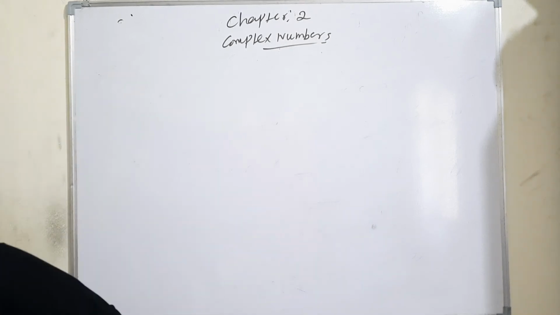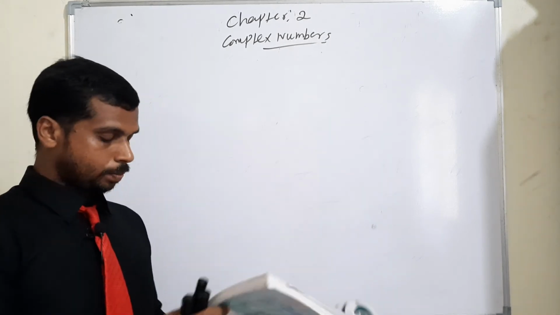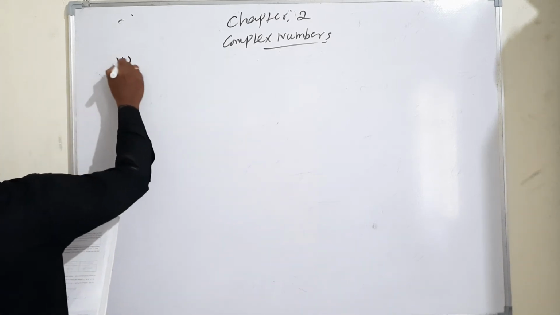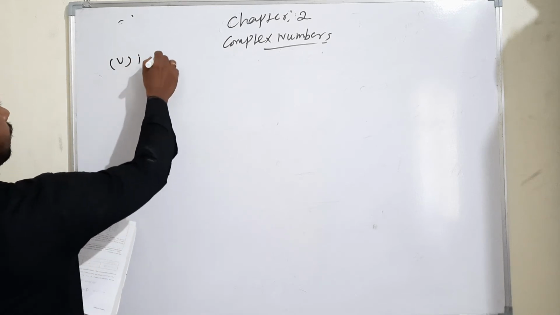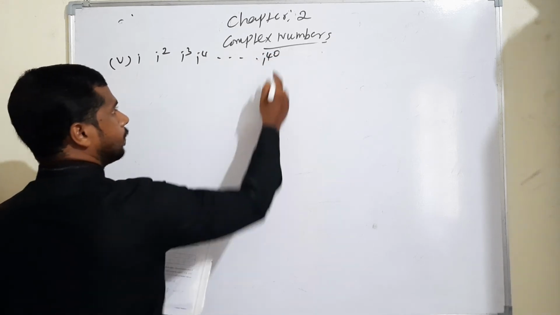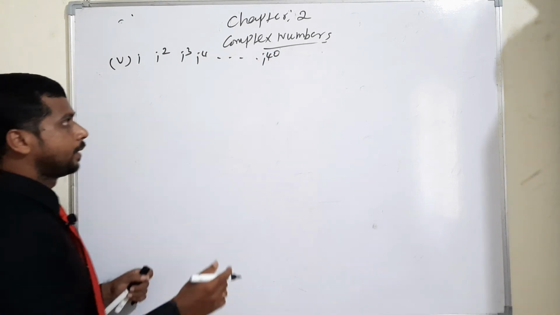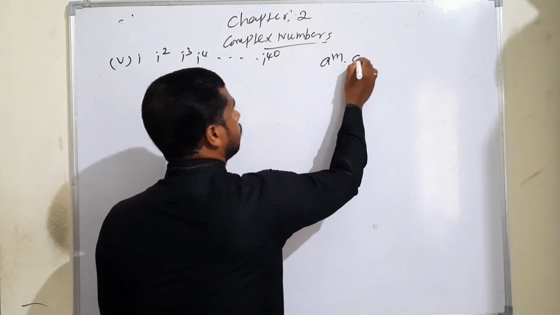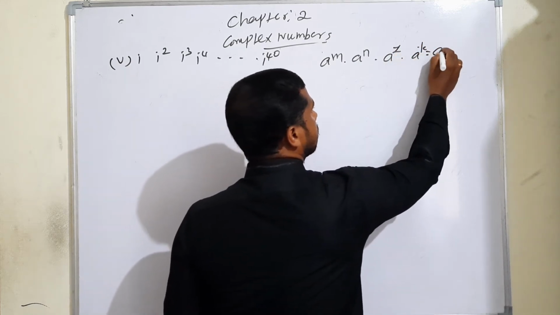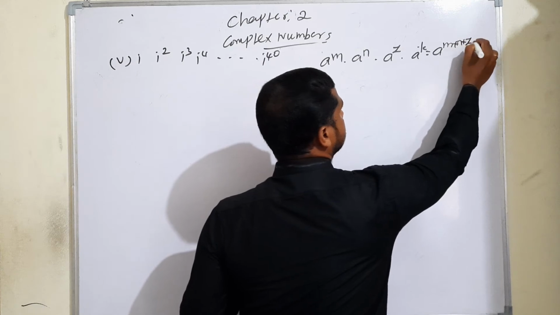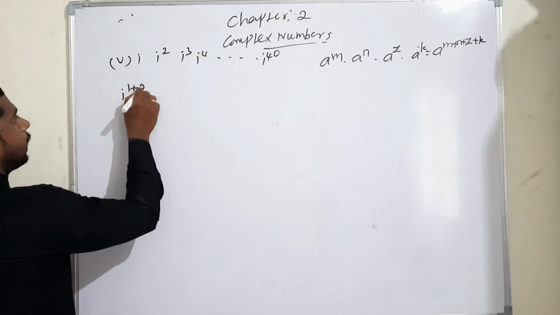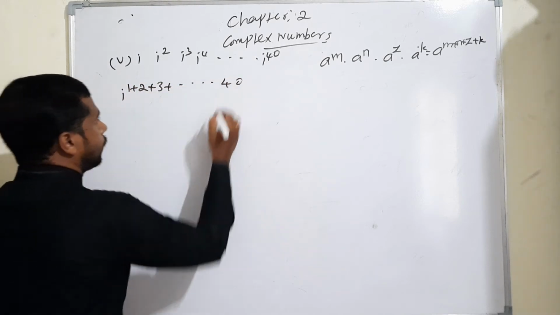So I am moving to continue. Example 2.1, subdivision 5. What is the question? Subdivision 5. i, then i square, i cube, i power 4, dot dot dot, i to the power 40, isn't it? So already we know the basic law of indices. a to the power m into a to the power n into a to the power z into a to the power k means what is the value? a to the power m plus n plus z plus k. How to convert this line? i to the power 1 plus 2 plus 3 plus dot dot dot up to 40.